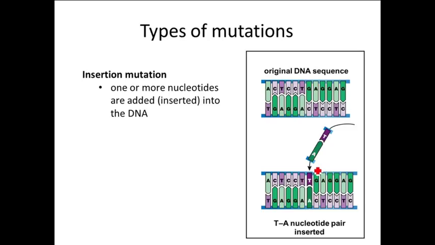Another type of mutation is called an insertion mutation, and this would be when in the DNA sequence one or more nucleotides are just added into the DNA, so they push their way in there, and that might take place in the middle of a gene, for example, or at the beginning of the gene, and it can have pretty dire consequences.